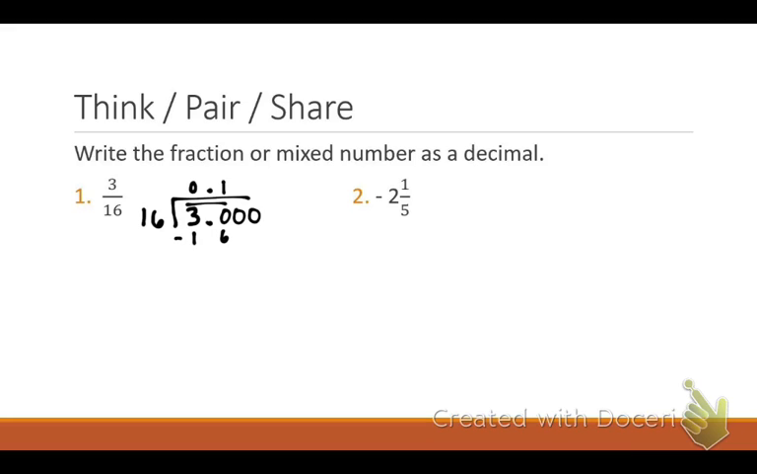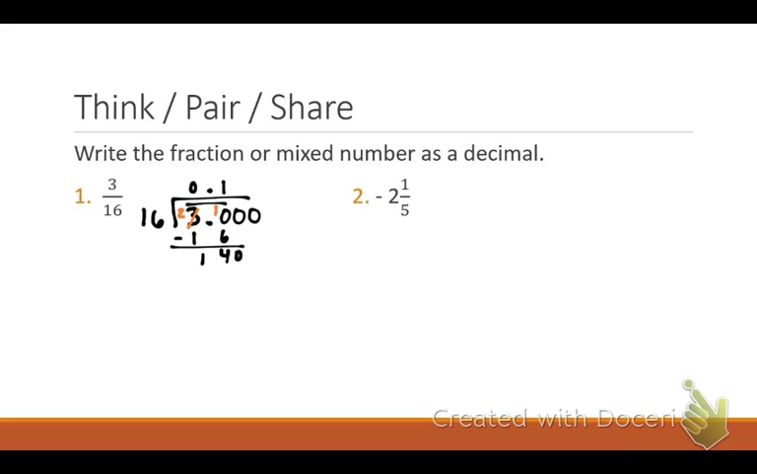1 times 16 is 16. And then we're going to go ahead and subtract. This will turn into a 2. That becomes a 10. Jonathan, what's 10 minus 6? 4. 2 minus 1? 1. Okay, let's bring down that 0.